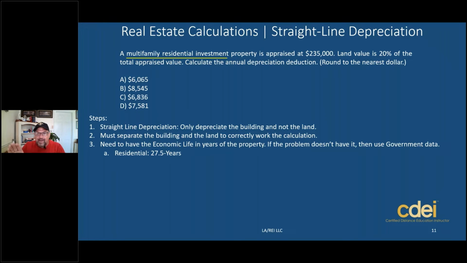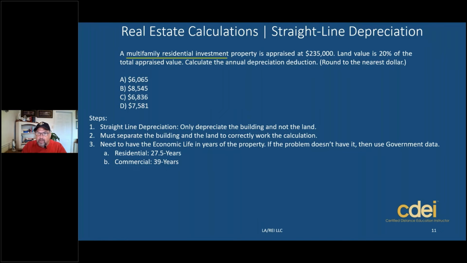But if it doesn't have one, you've got to have an economic life to be able to calculate the annual depreciation deduction. So again, if the problem doesn't give one, you're going to use 27.5 years for residential. It tells you it's a residential investment. And obviously for commercial, it's going to be 39 years. So you may have a problem that says a non-residential investment property. That means commercial. Be careful with that. Non-residential means commercial. So you have to decipher that.